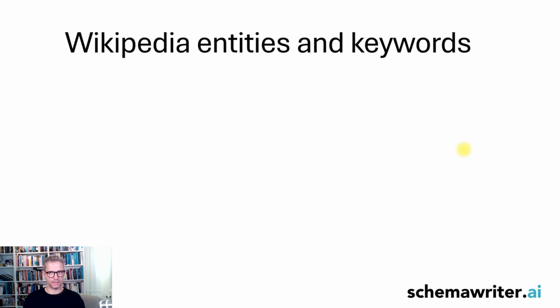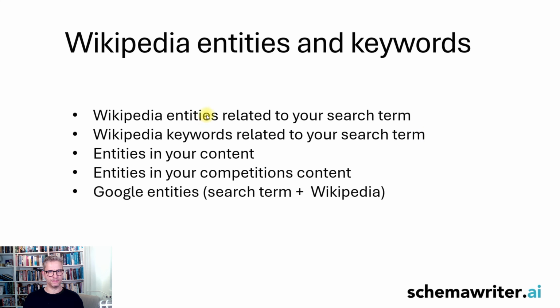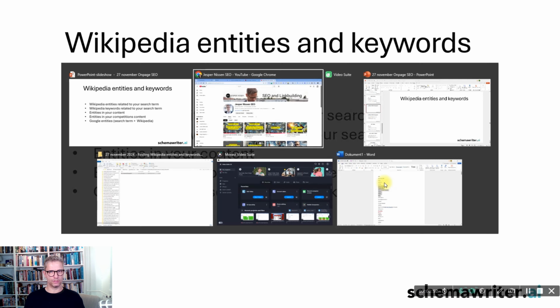So let's get started. What we're going to talk about today are the Wikipedia entities and keywords related to your search term. Then I'm going to show you how to use schemawriter to find entities in your own content, in your competition's content, and also the Google entities, the thing that we talked about in the last video. You go to Google, search for your keyword, and then append Wikipedia. Those entities, we automated that in schemawriter into one application. So let's get started.